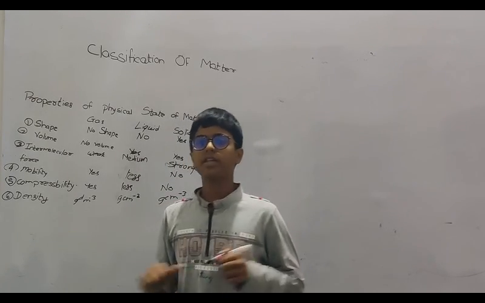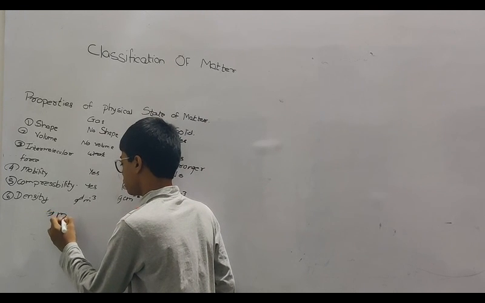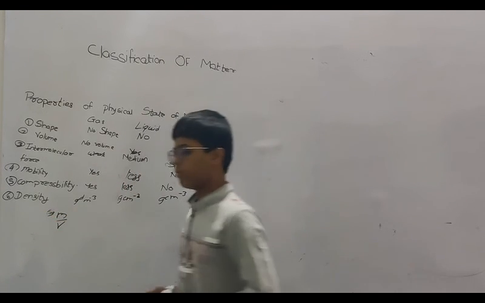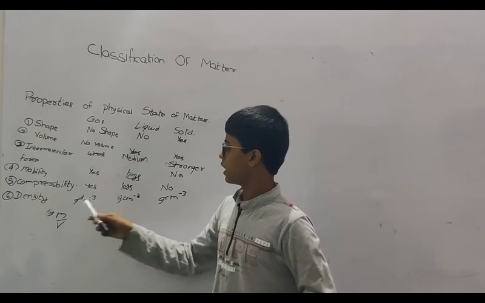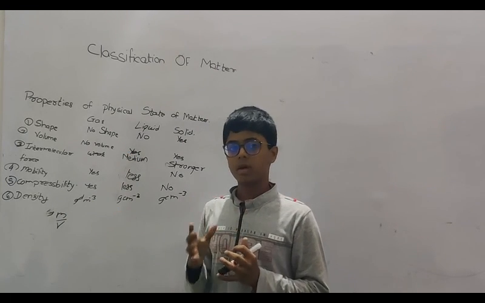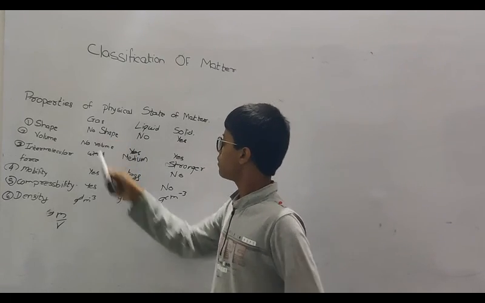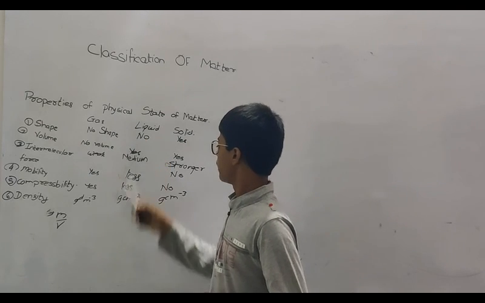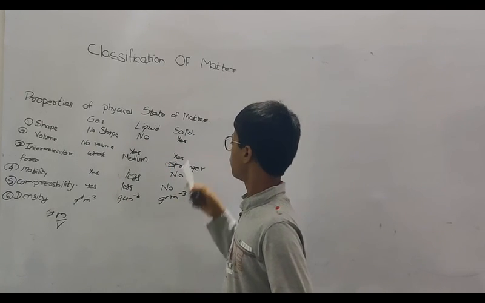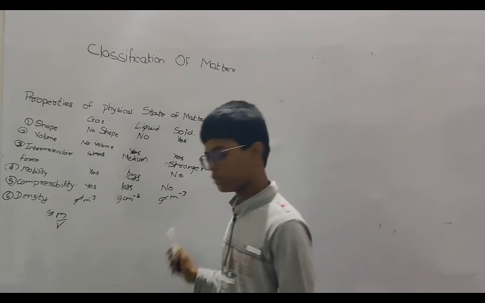Then density. What is density? Density means mass upon volume. Mass upon volume is called the density. Then the density of gas is gram per decimeter cube, the density of liquid is gram per centimeter cube, and in solid it is also gram per centimeter cube.